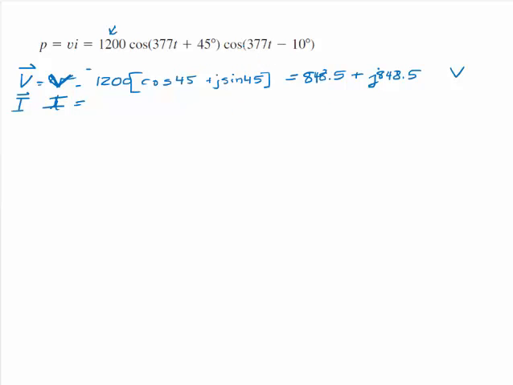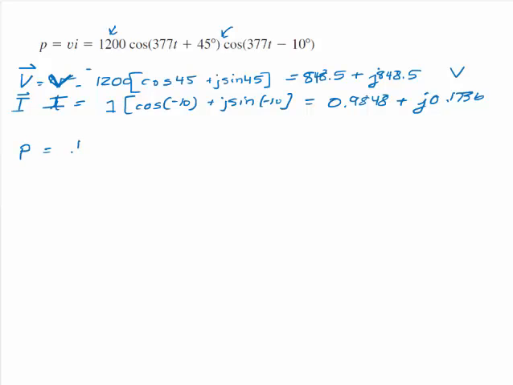So I'm just going to say its amplitude right here is 1. So 1 cosine minus 10 plus J sine minus 10, and that'll equal 0.9848 plus J 0.1736. So now I have it in our phasor notation.